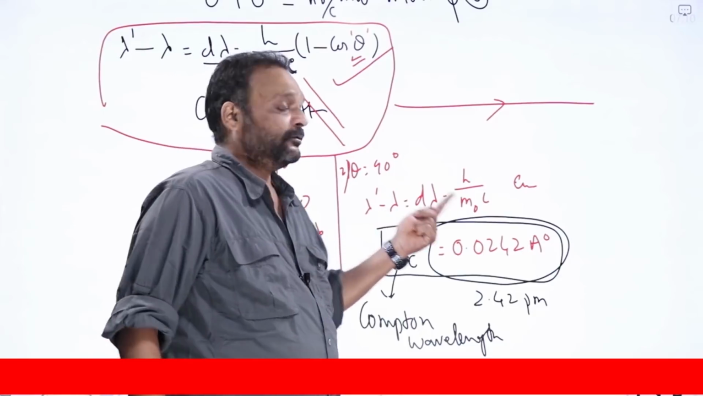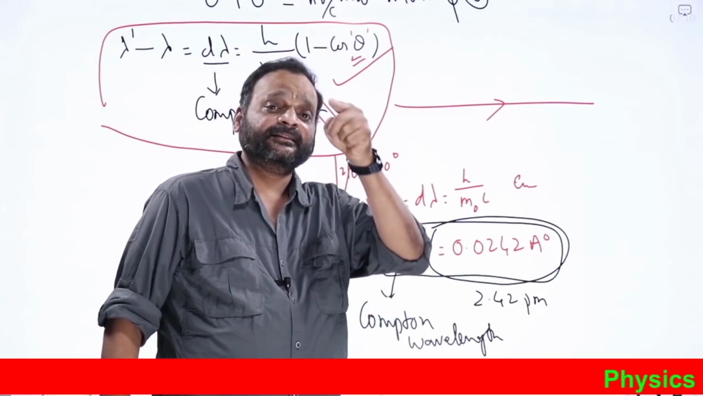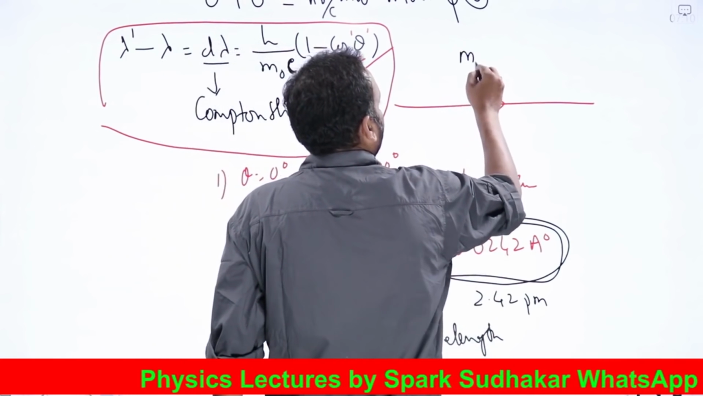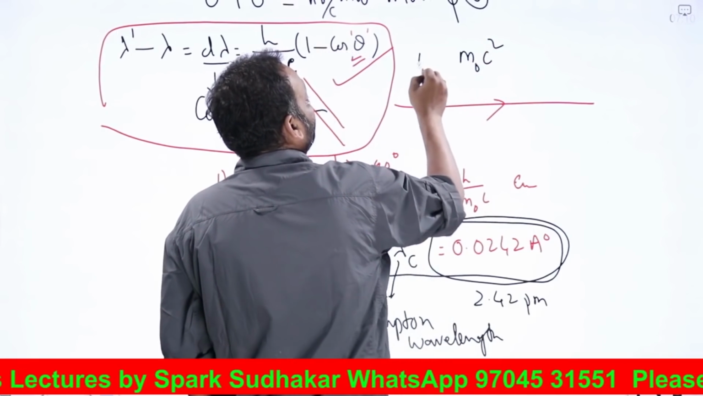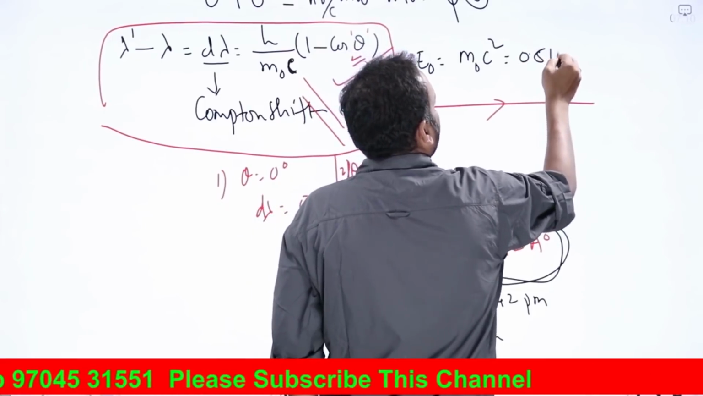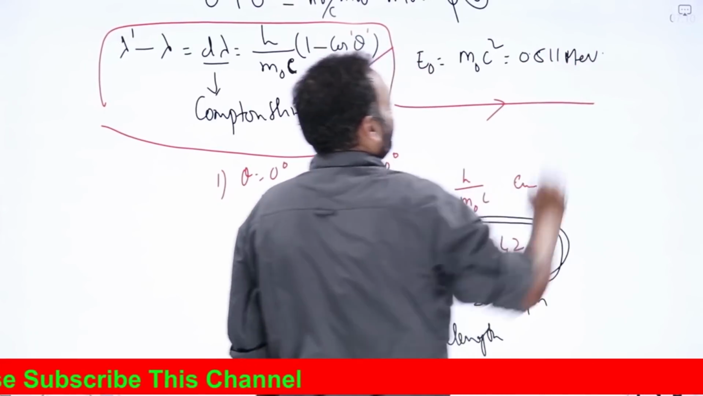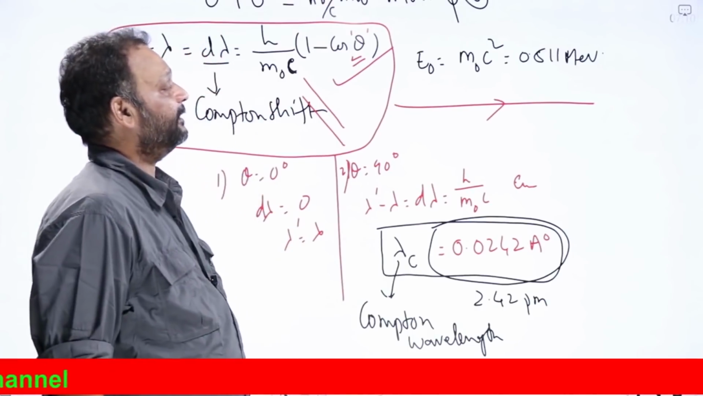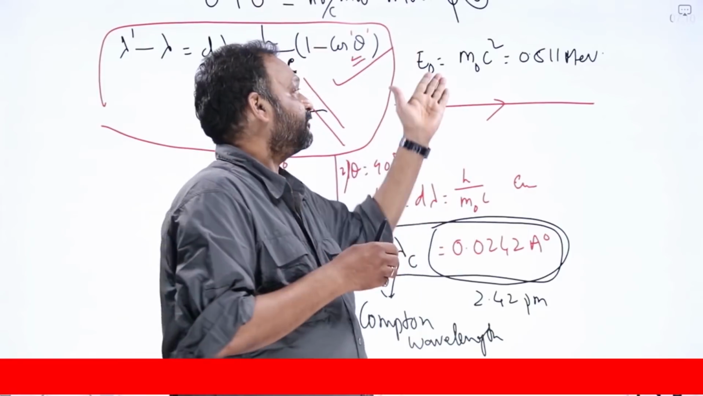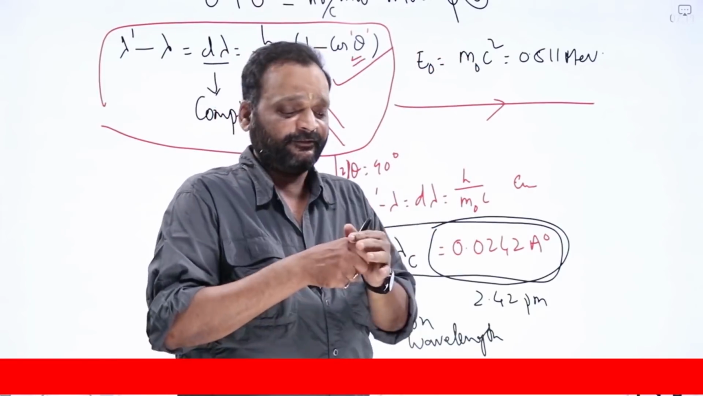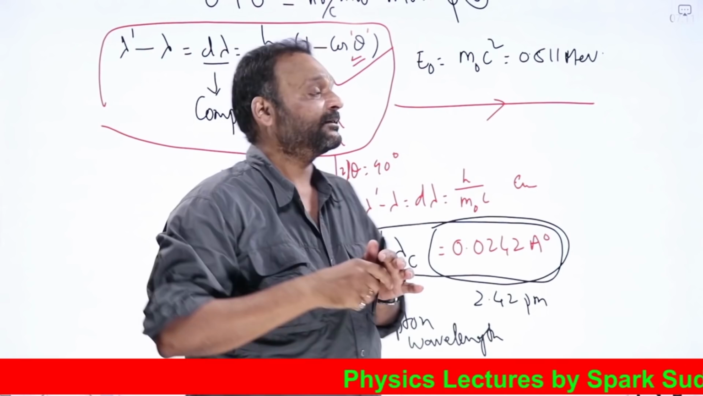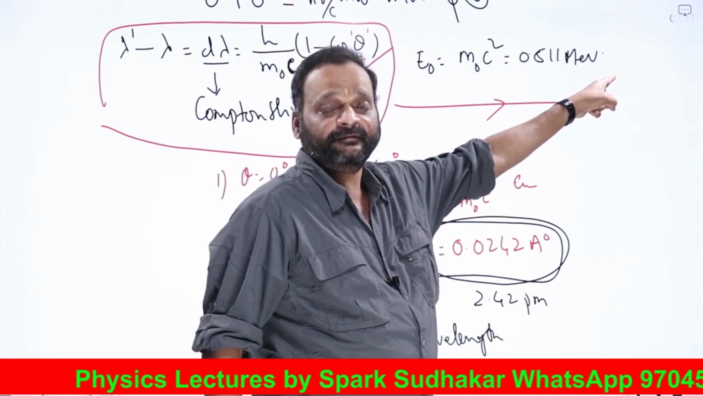This 0.0242 angstroms corresponds to the rest mass energy of the electron. What is the rest mass energy of the electron? Rest mass is m naught. According to relativity, rest mass energy is equal to m naught c square. This is how much? 0.511 MeV. The rest mass energy of the electron is 0.511 MeV. How do we understand this? If you smash one electron completely, because it has that much mass, 9.1 × 10 to the power minus 31 kg, how much energy gets released? 0.511 MeV of energy gets released.